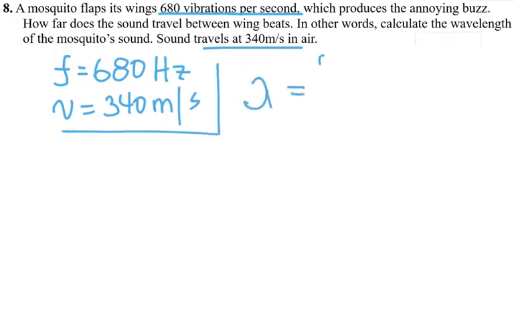The wavelength is going to be the velocity over the frequency, from the formula. And you have velocity, 340 divided by 680, which is 0.5 meters.